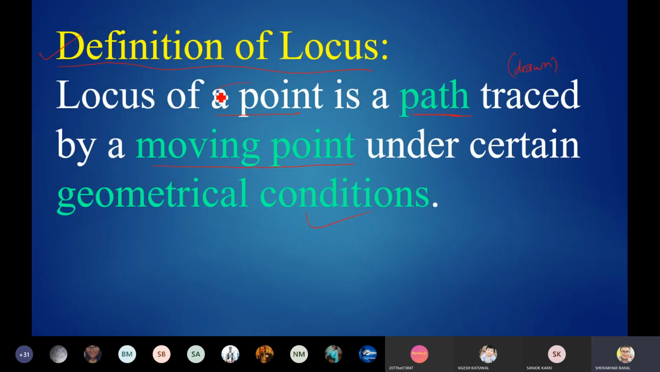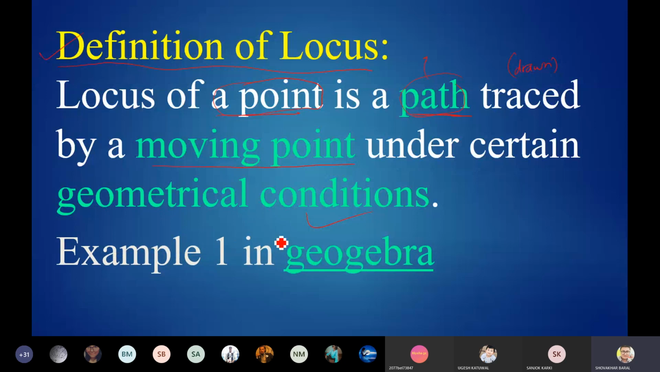Locus of a point, you can suppose that is the track. The locus of any point is a path, or you can simply write the equation. Instead of the path, we will find the equation. Path traced by a moving point under certain geometrical condition.